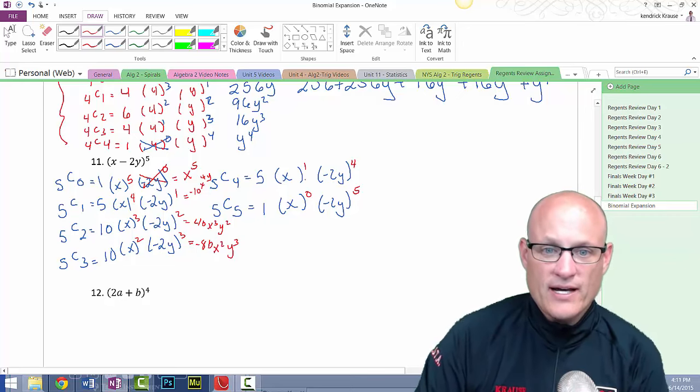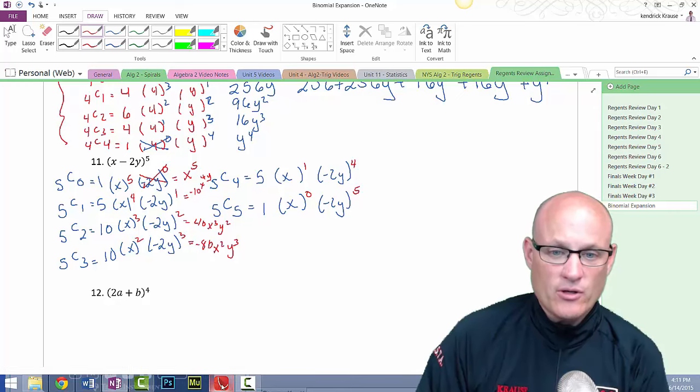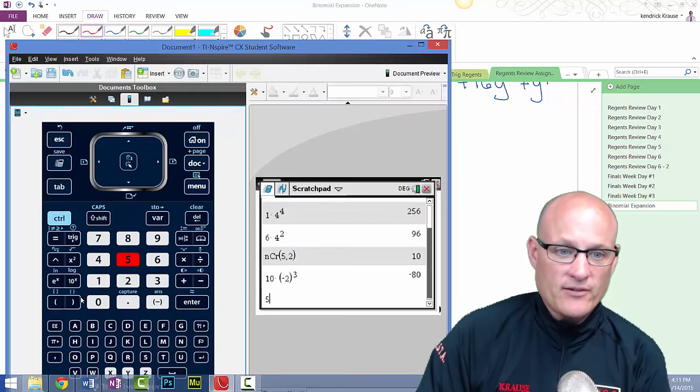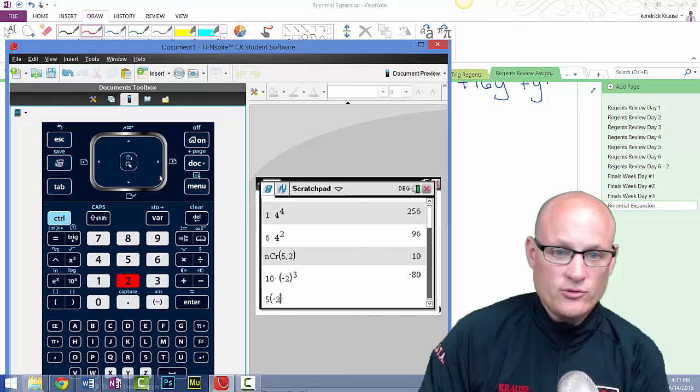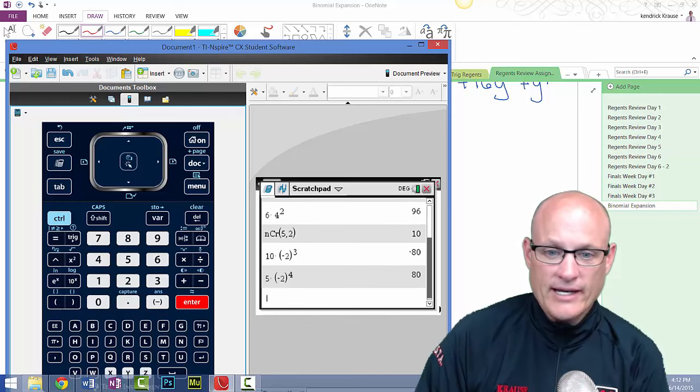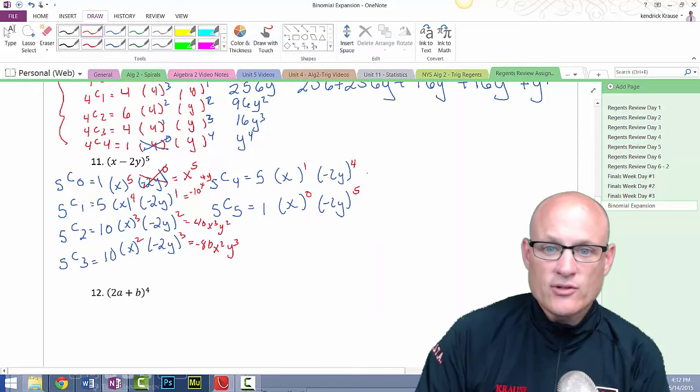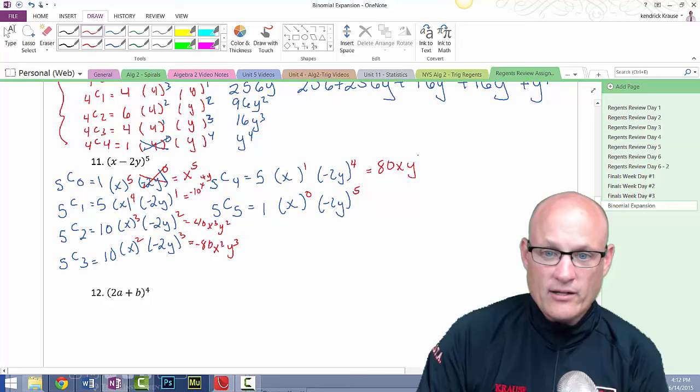Now, this one is 5 and then negative 2 to the 4th. So it's 5, parentheses, negative 2 raised to the 4th. And I get 80. So this is equal to 80 x y to the 4th. And then this one is just negative 2 to the 5th. Now this 0 just goes away. Negative 2 to the 5th is negative 32 y to the 5th.